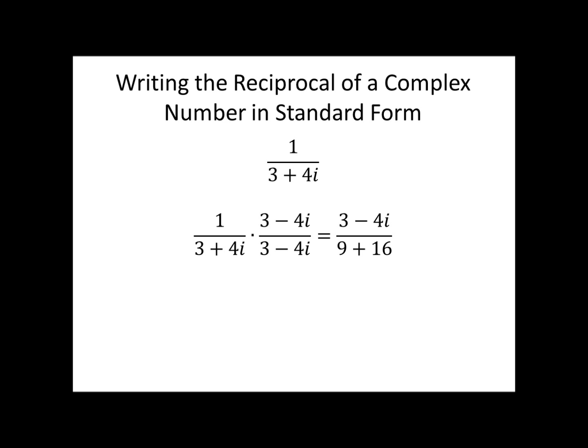So 3 plus 4i times 3 minus 4i, well, that's 9 plus 16. Square the 3 plus square the 4. Now we're not quite done because we should distribute that 25, because 9 plus 16 is 25, so that it's 3 25ths minus 4 25ths i. Now it's in standard form.